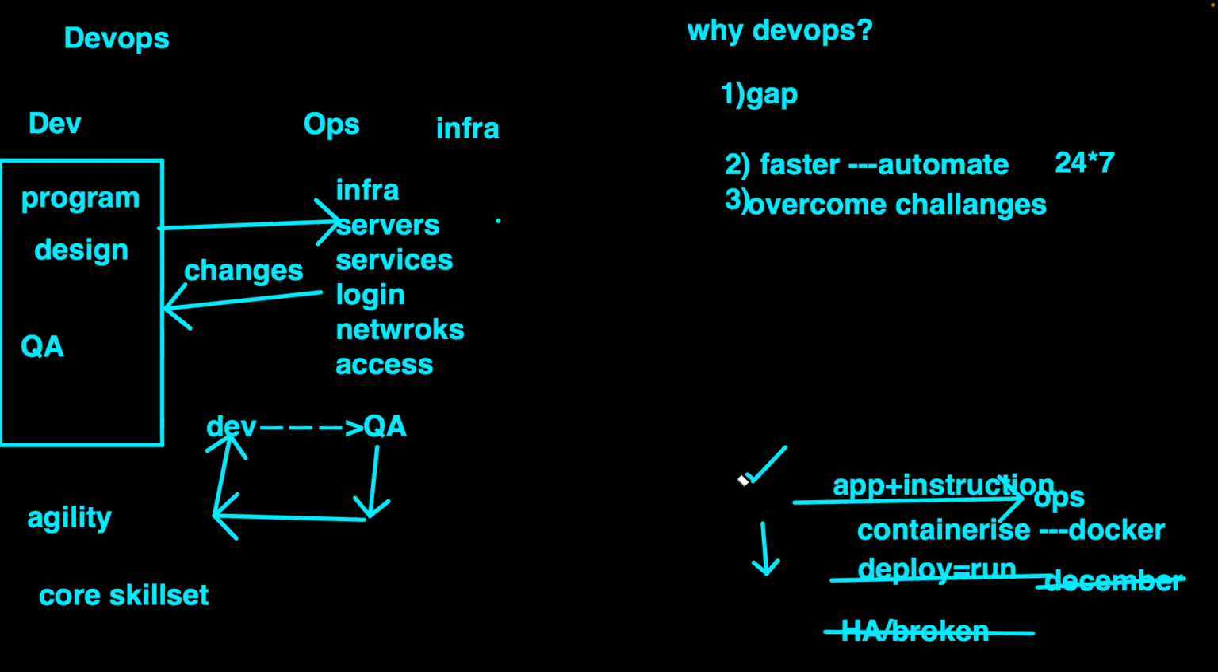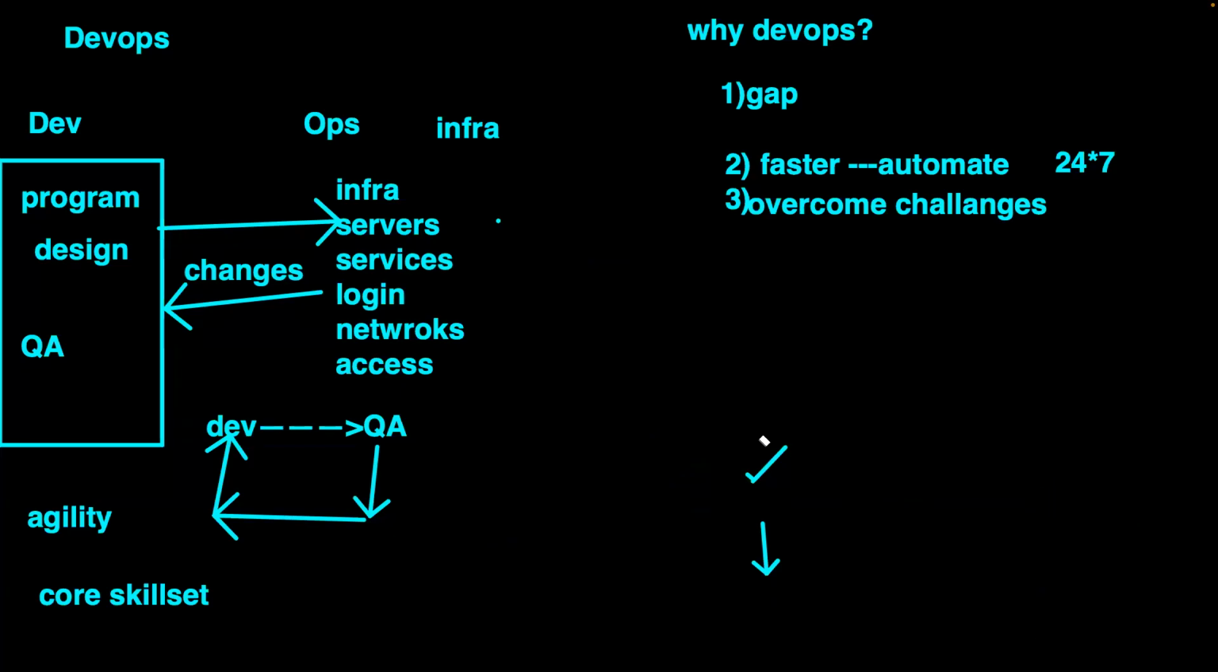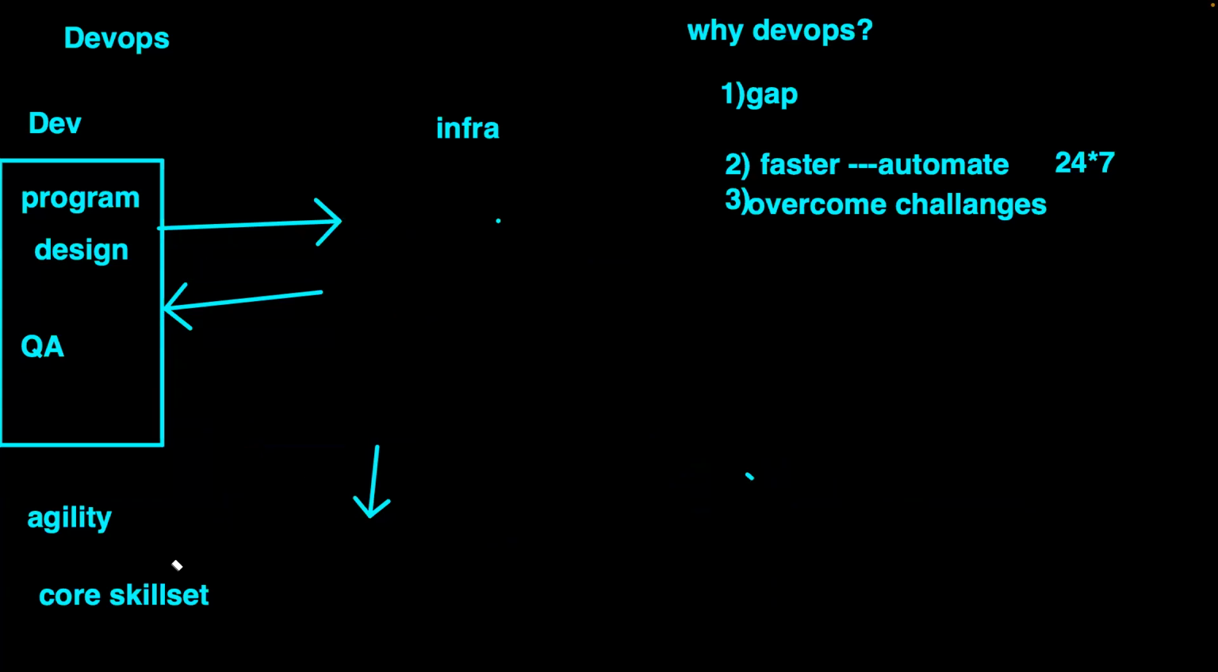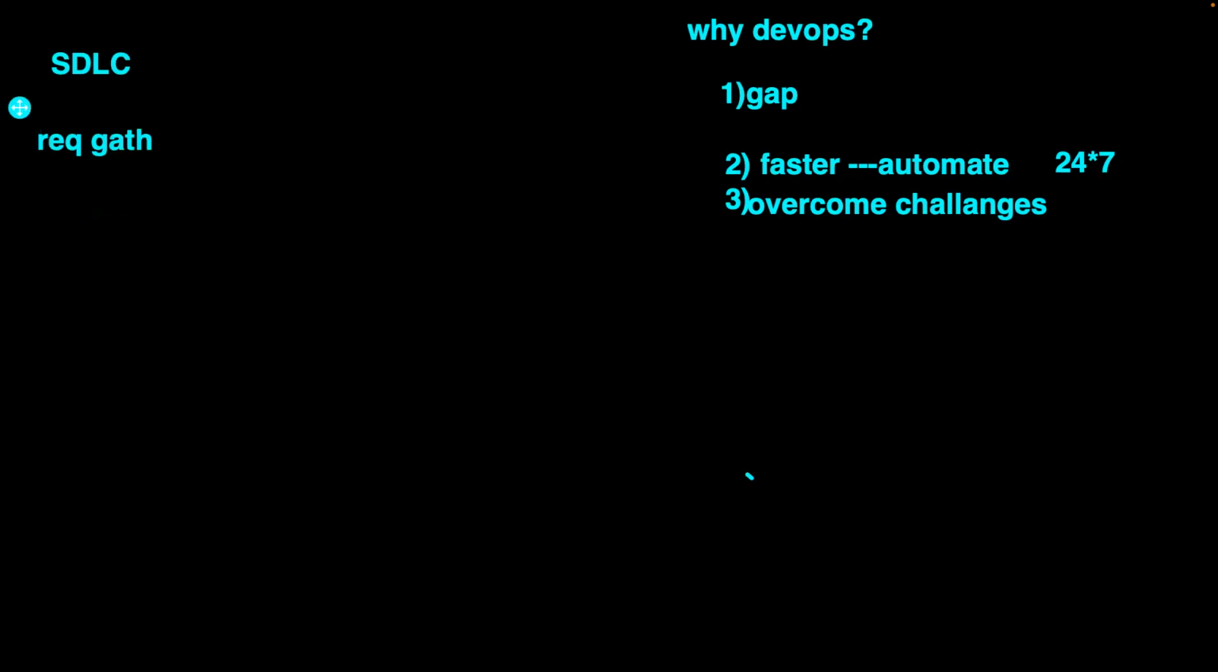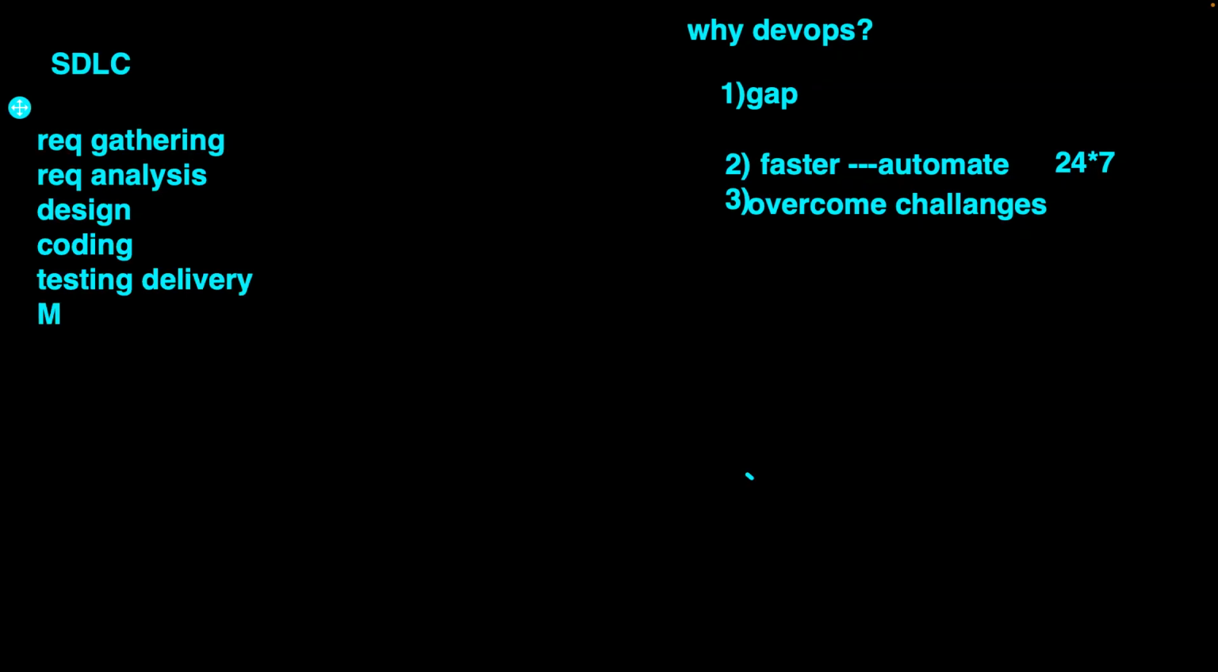You might have heard about the software development lifecycle, right? SDLC. If you are new, don't worry. Our idea is not to learn SDLC, just to give you an idea to understand what a methodology actually is. SDLC is nothing but a sequence of activities involved in development. First, requirements will be gathered from the client. Then requirement analysis, design, coding, testing, delivery, and maintenance. These are the different phases we have.